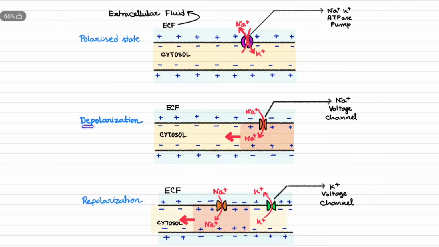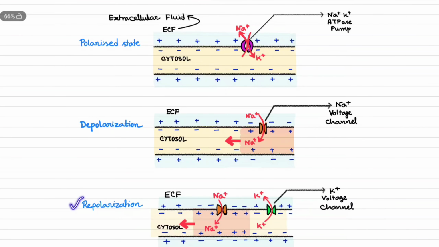Then comes the depolarization phase. In this phase, you can see the sodium channels, which are the voltage gated sodium channels, get opened and a huge amount of sodium gets inside the axon, and the charge changes from negative to positive inside the axon. You can see that, and the outside charge becomes negative. So this phase is called depolarization.